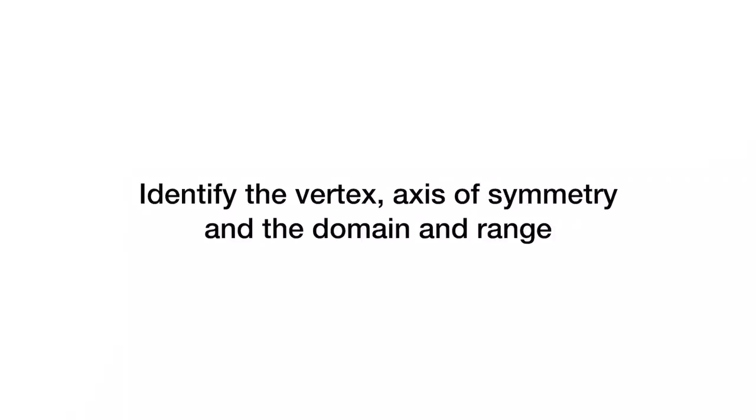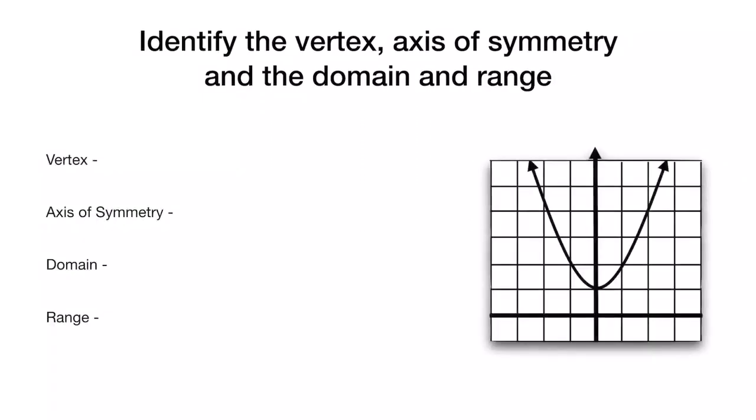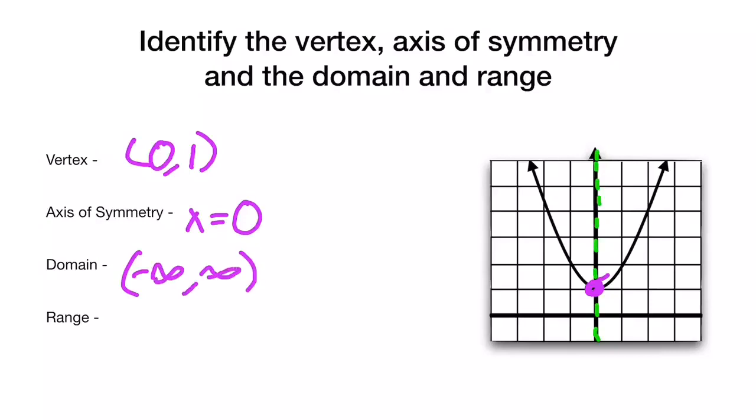So we're going to identify the vertex, the axis of symmetry, and the domain and range. So our vertex in this case is right here, and that is at (0, 1), which means our axis of symmetry is x equals 0, because this would be the line that it's on. Our domain goes all the way to the left forever, and it goes all the way forever to the right, which means negative infinity to infinity. And our range would be that it starts at 1, and then it goes to infinity.